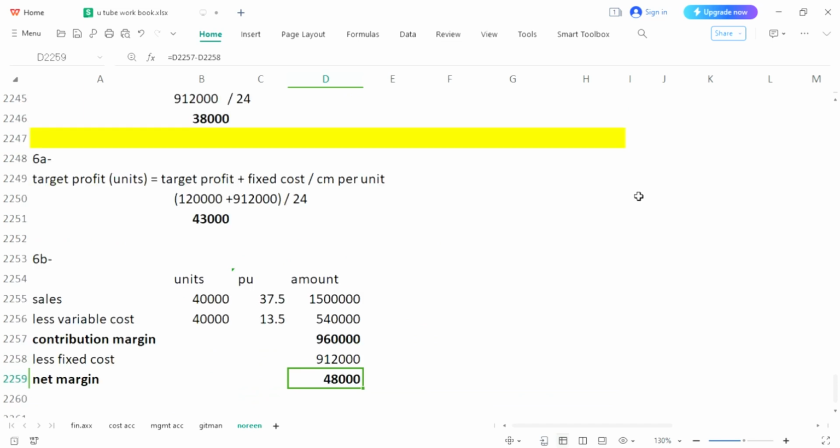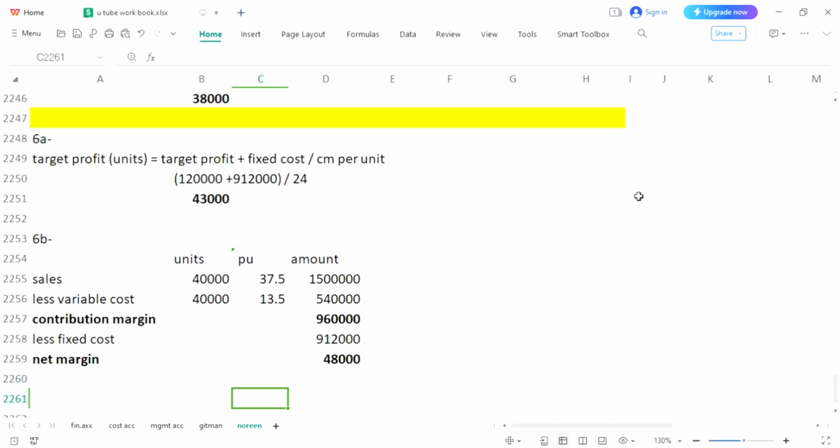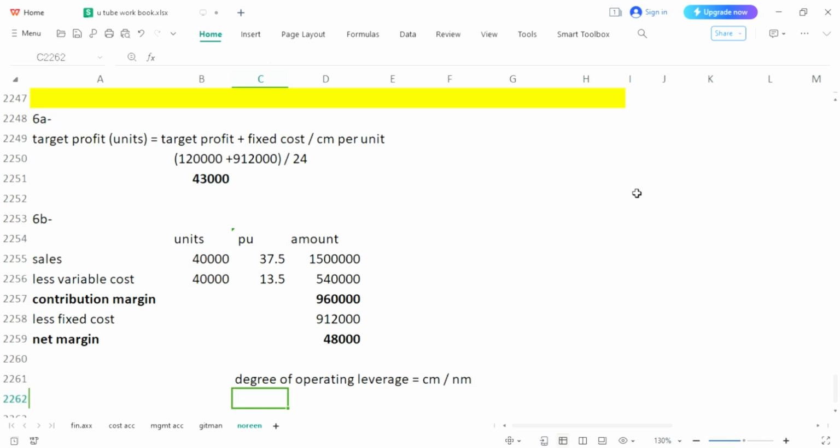Here we will calculate the degree of operating leverage, and someone of you should have the answer. How do we calculate degree of operating leverage? By dividing CM over net margin. CM would be divided by net margin.